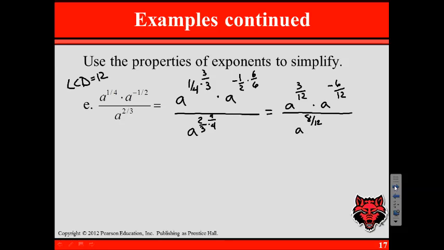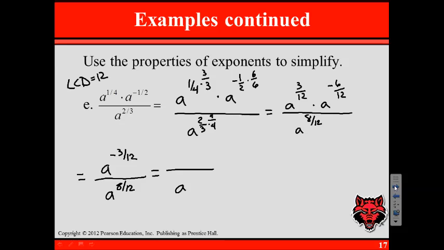So with the a's that are beside one another in the numerator, we will add those exponents. 3 over 12 plus negative 6 over 12 is a negative 3 over 12. So a to the negative 3 over 12, all divided by a to the 8 over 12. Now remember, as long as we have the common denominator with the exponents, we're going to look at the larger exponent and move all of our a's that direction. 8 is larger than negative 3, so all of our a's will move down to the denominator.